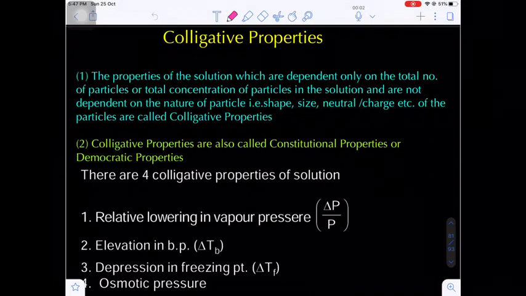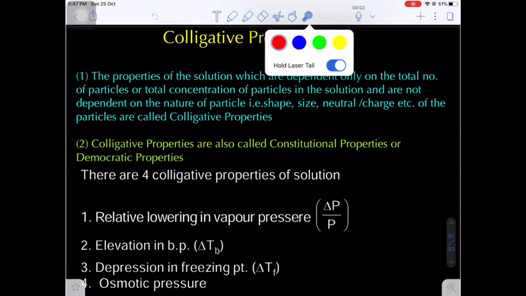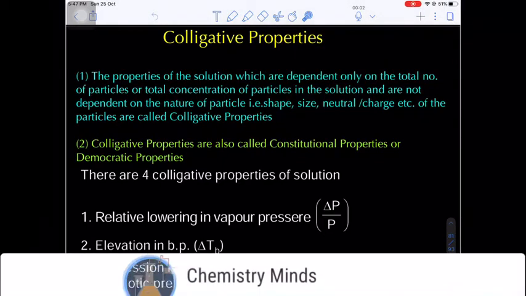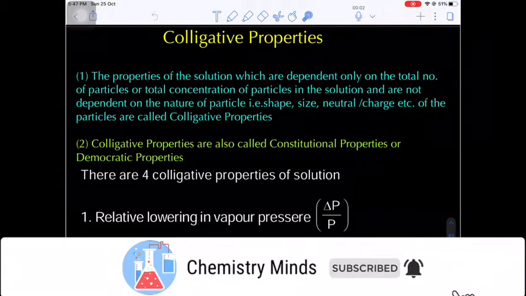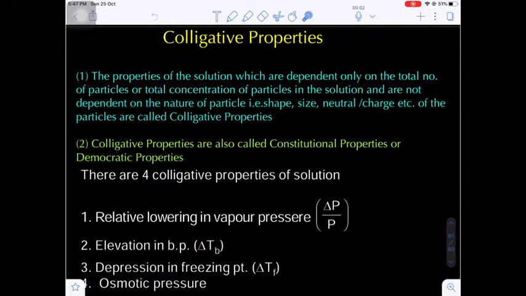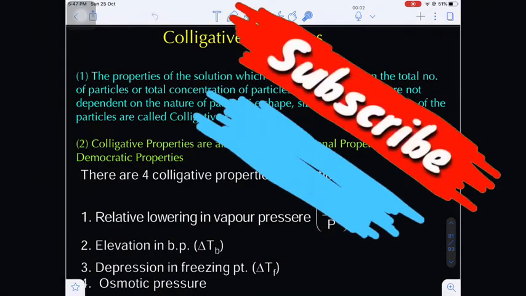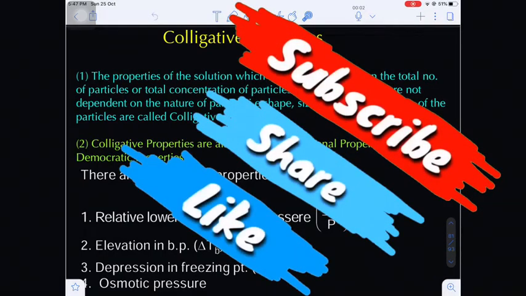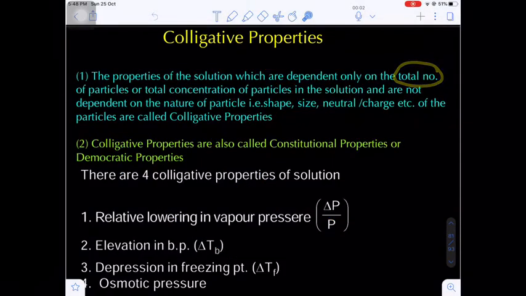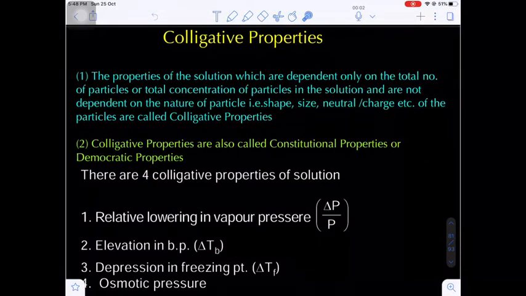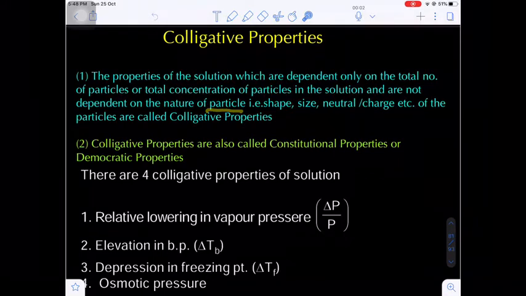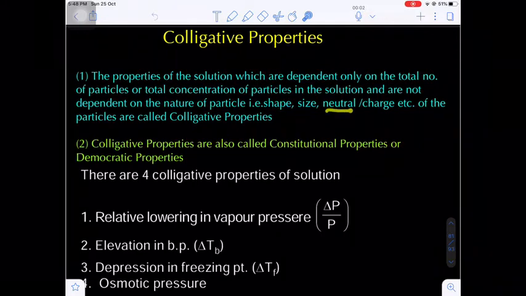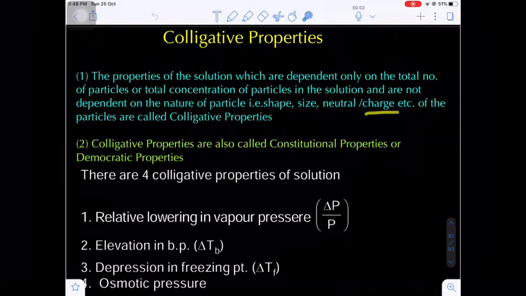In today's lecture, we are going to discuss a very important topic of the solution chapter, that is known as colligative properties. Colligative properties are the properties of a dilute solution which depend upon the total number of particles of the solute, and are independent of the nature of the solute particle. That means the shape of the solute particle, or size of the solute particle, nature of the solute particle, or charge on the solute particle.